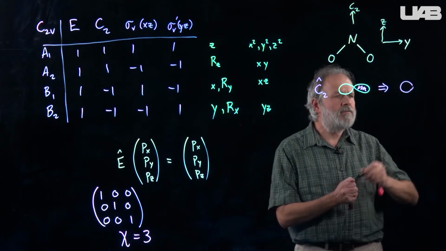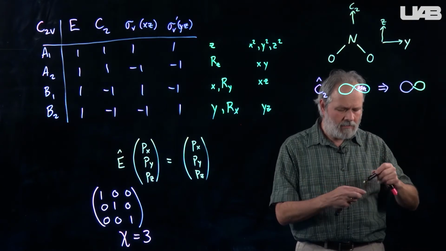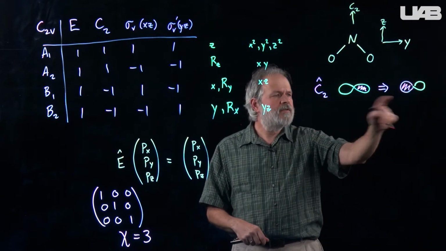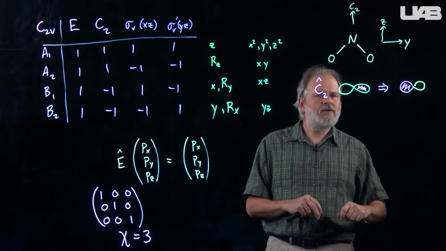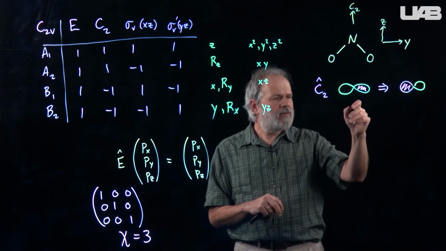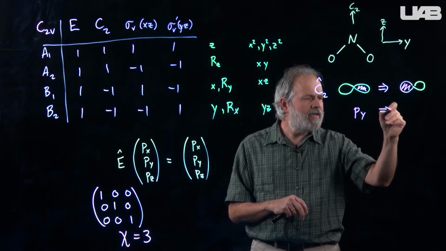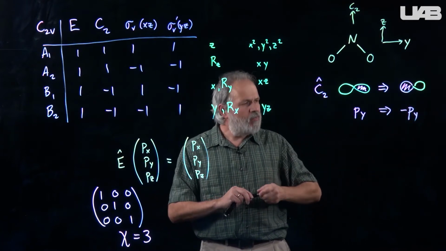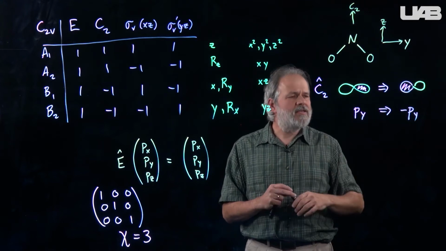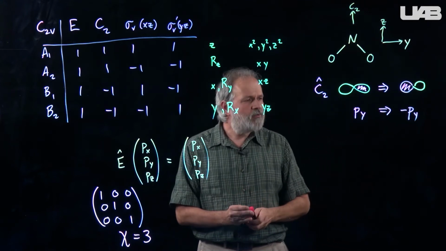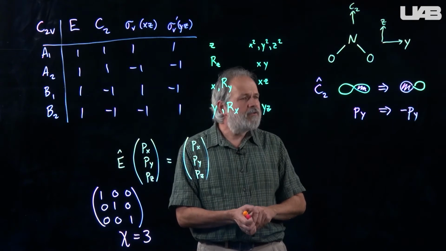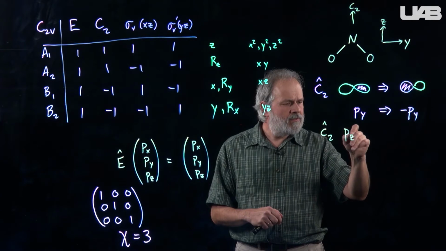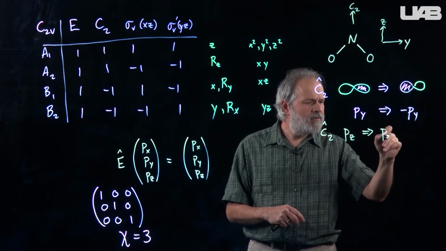It stayed on the same center, but it has moved. So we're going to take a py, and it becomes a minus py. It's not turning into a px or a pz, it's just changing sign. We continue that with the other 2 orbitals. The C2 operation on the pz orbital just leads to the pz orbital.